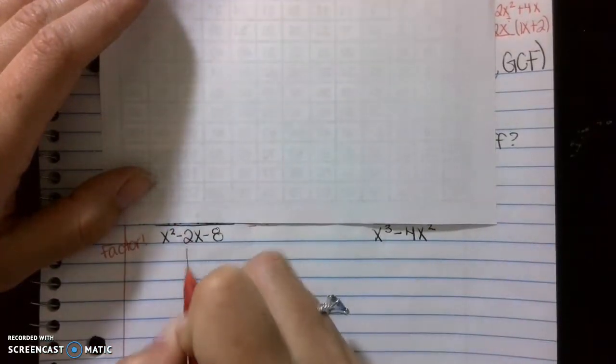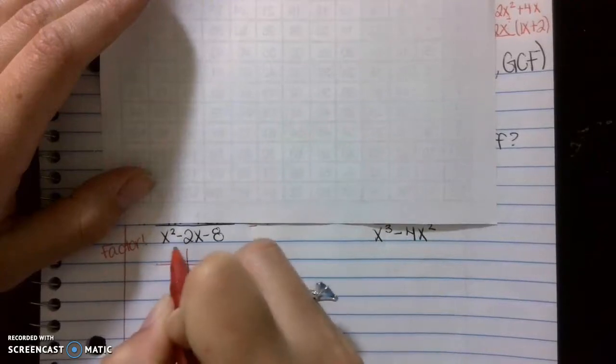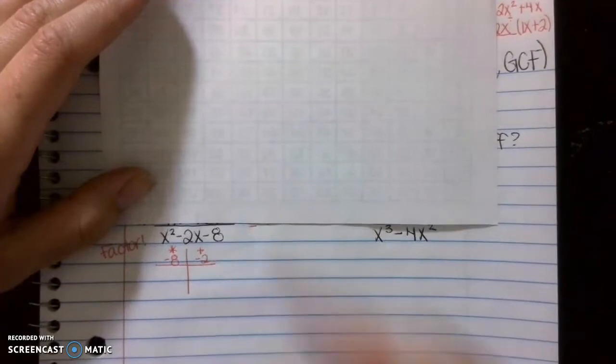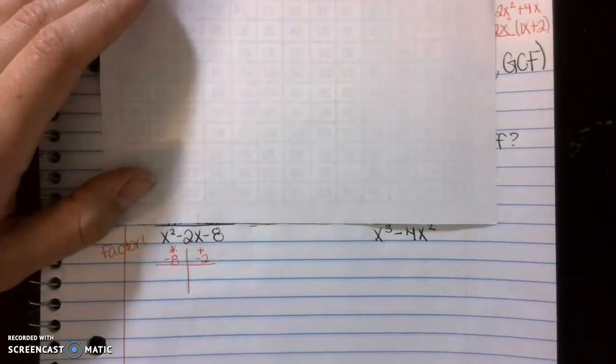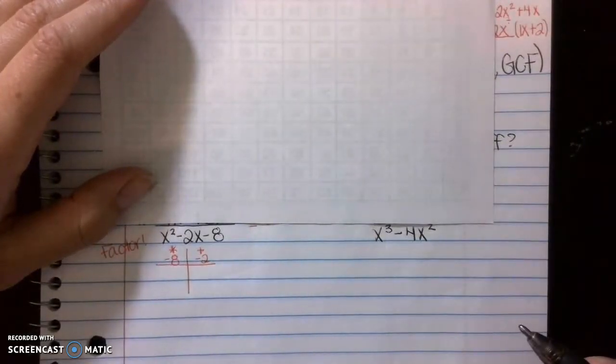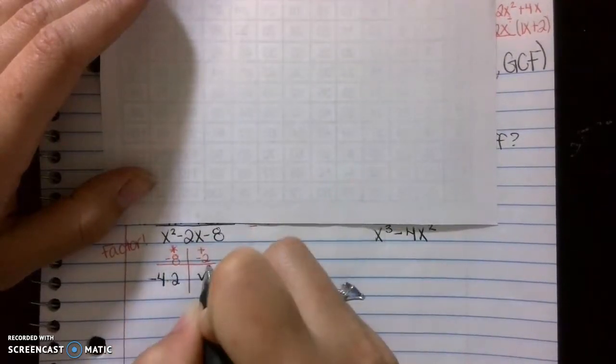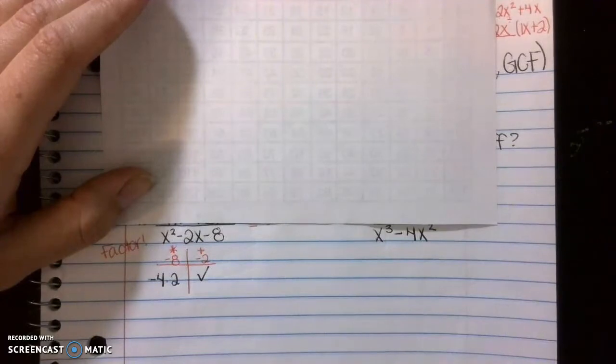Okay, so let's take a look at what that looks like then. So what multiplies to get me -8 that will add to get me -2? We kind of want to think through that process here, what numbers work. And hopefully you're thinking -4 and +2 will work for that one.